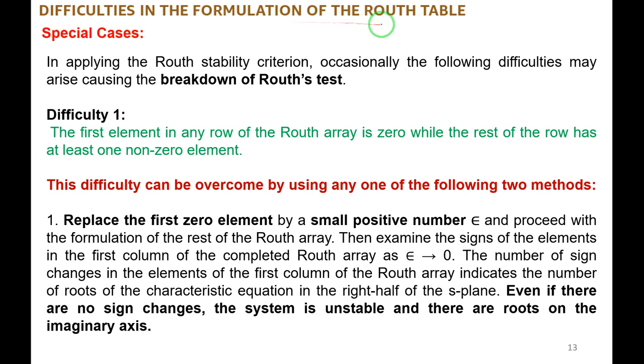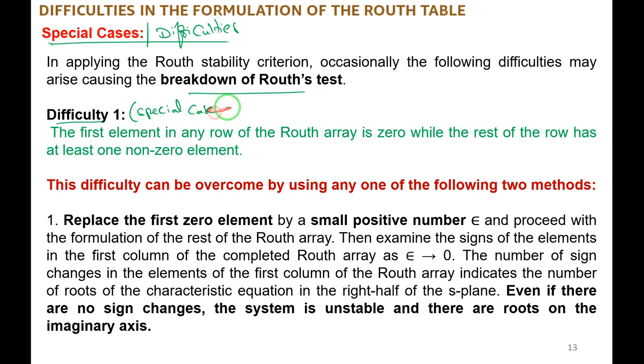Next, difficulties in the formulation of the Routh array or table. In the previous example we have solved it, right? Sometimes the Routh test may fail; there may be a breakdown of the Routh test. These are the special cases, also called difficulties. Whenever the Routh test fails or a breakdown occurs, we have to overcome it, and we'll see how to solve them one by one. Difficulty one is also called case one or special case one. There are two cases, two difficulties: case one and case two, special cases of the Routh test. We'll observe what the special case is here.